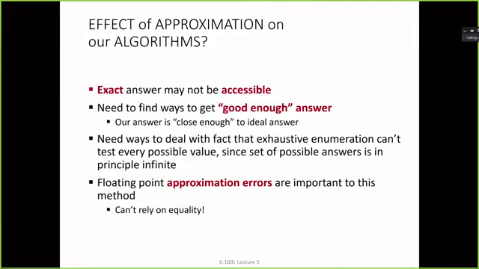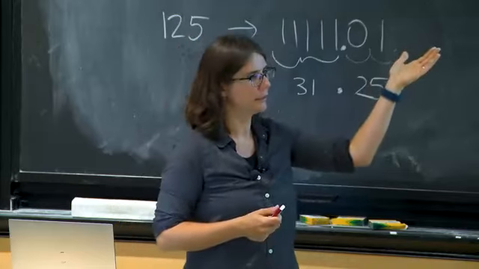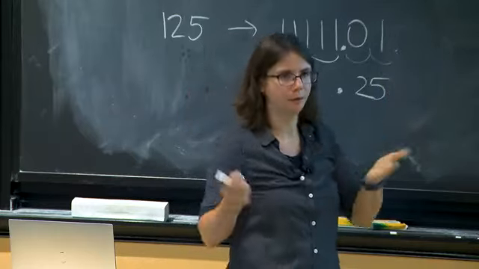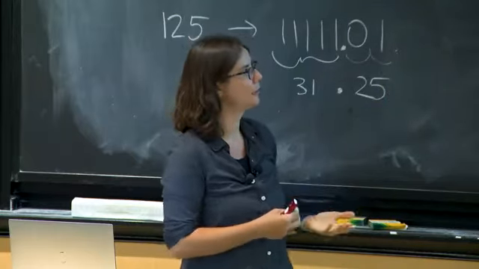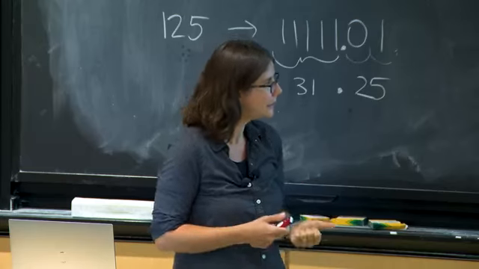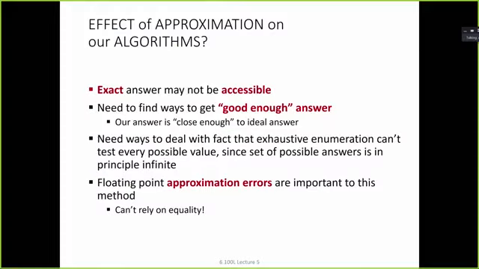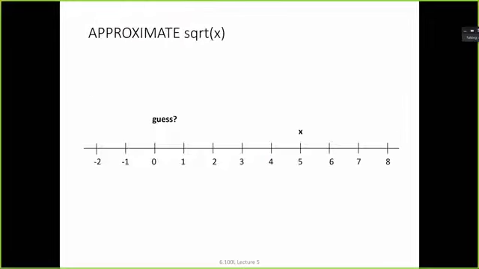And approximation methods came about because of the exhaustive enumeration limitation, right? We're not able to test all the possible values to find the exact square root of a number, because those values are all infinite. So floating points come into play here, the whole thing we've been talking about at the beginning of this lecture and last time. Floating points come into play here because they're very important to this method. Now that we're comparing floats, we're going to have to be careful about how we actually do the comparison.